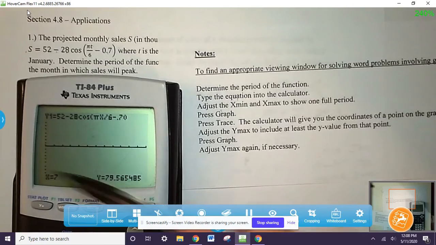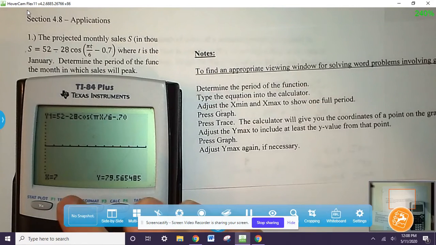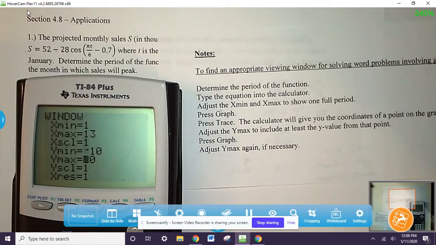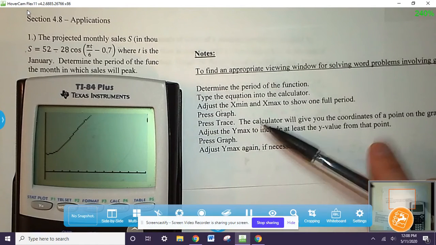So right now my y max only goes to 10. That's why I can't see this. So I have to go up at least to 80. So for the y max, let's go up at least to 80. That's probably not going to be enough, by the way, because usually you want a little extra space there.